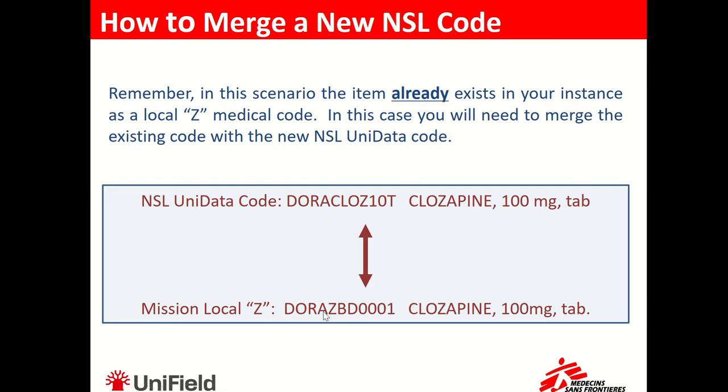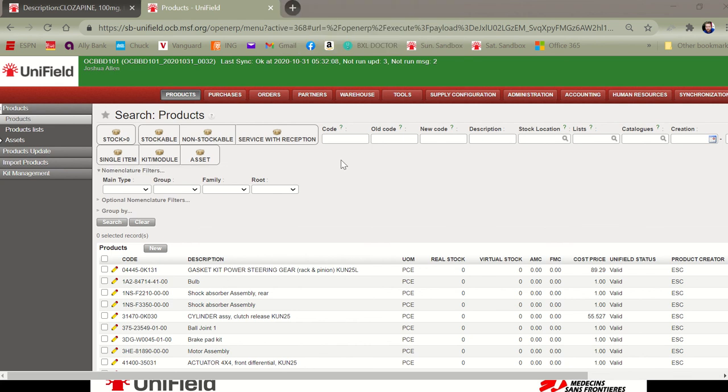So we looked up the ZBD code, we found it. Now we're going to see if we can find the non-standard local code. So I go back to the products homepage and I type in the new non-standard local code that we are being asked to merge with the Z code, and I search for this code.